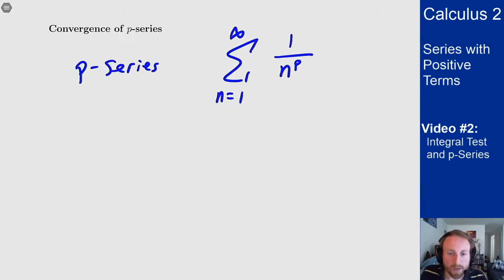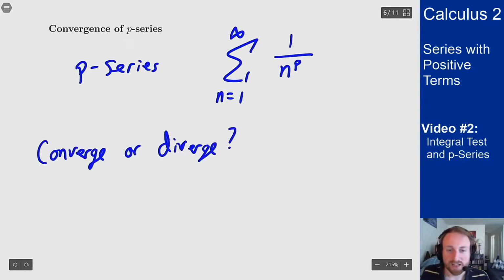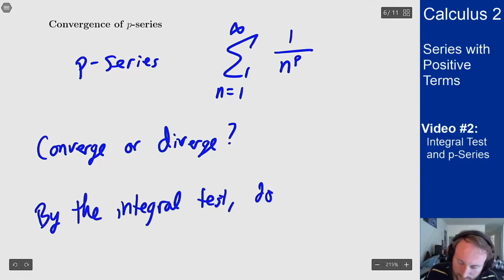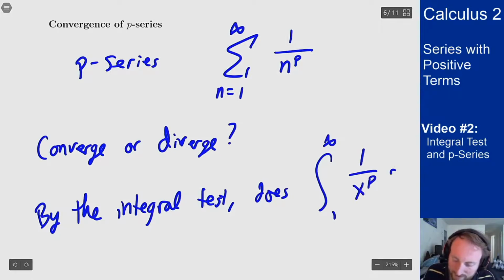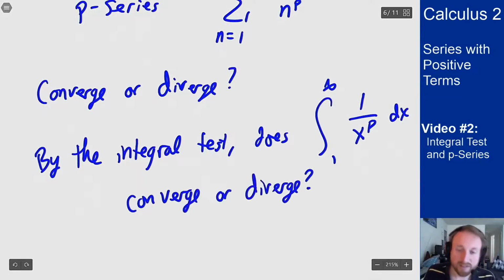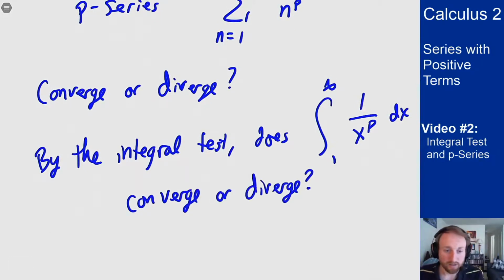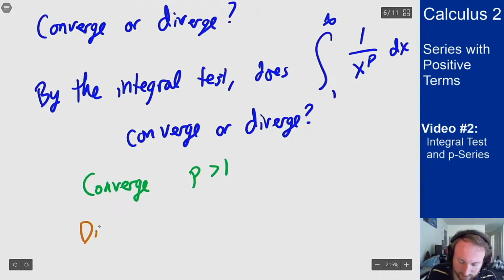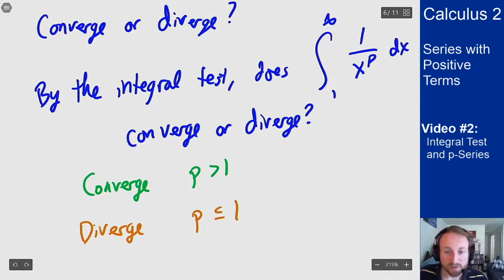And if I want to know when these converge or diverge, the integral test tells me to look at the integrals instead. So by the integral test, does the integral from 1 to infinity of 1 over x to the p dx converge or diverge? Because based on my test, these are the same answer. Well, this converges for p bigger than 1, and it diverges for p less than or equal to 1, and so the same is true for the series.